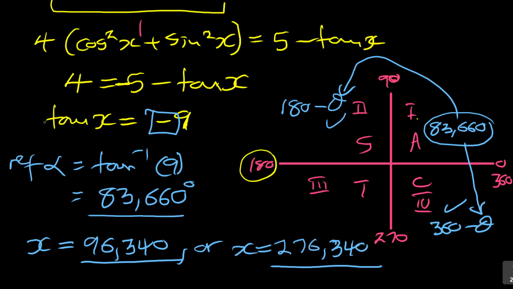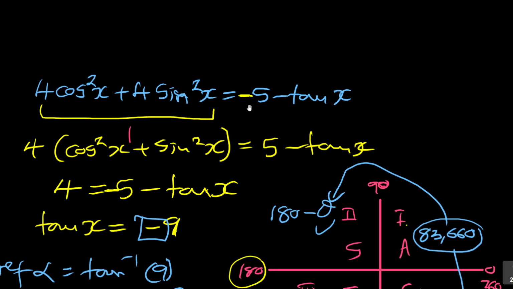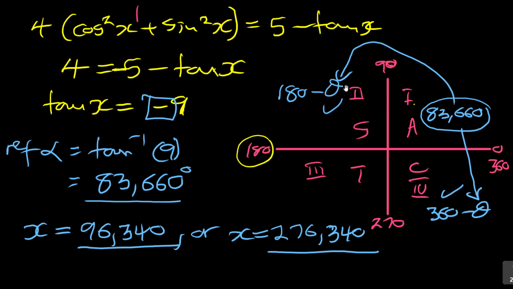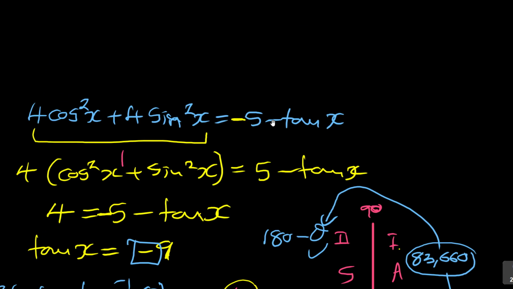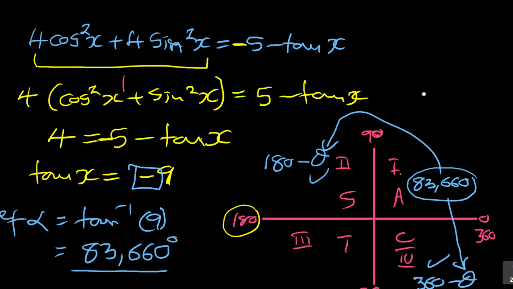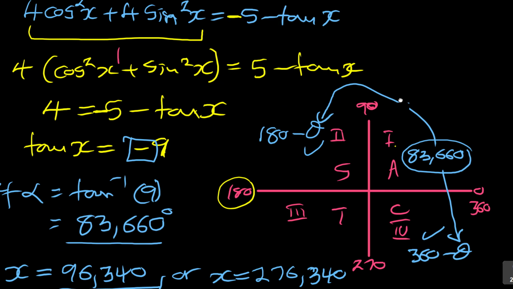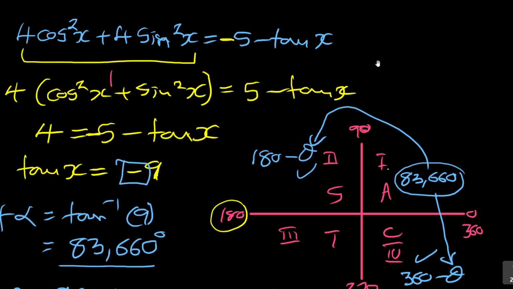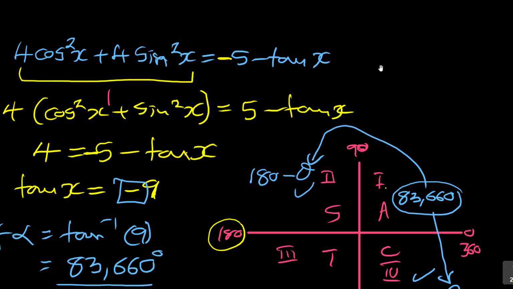Let's put in the same answers here. Just take the one that you just got, 276.340, and say minus 5 minus tan 276.340, and tell me the answer. It must give us 4, it must round off to 4. What is it giving you? 4. You see, that's it.